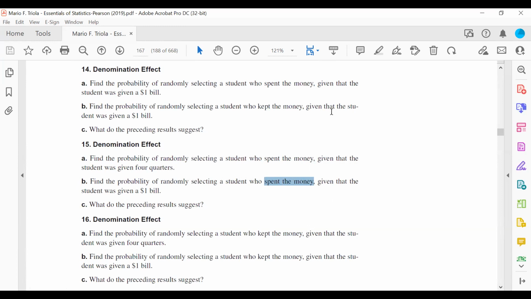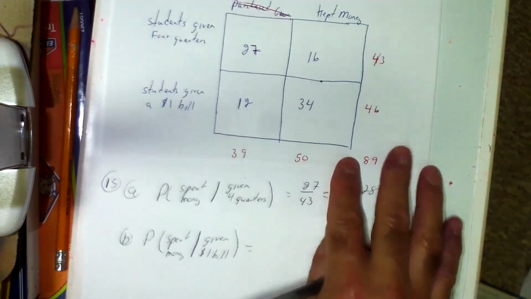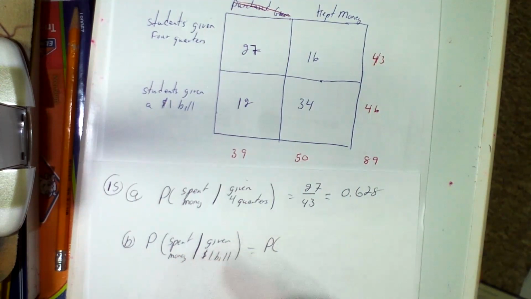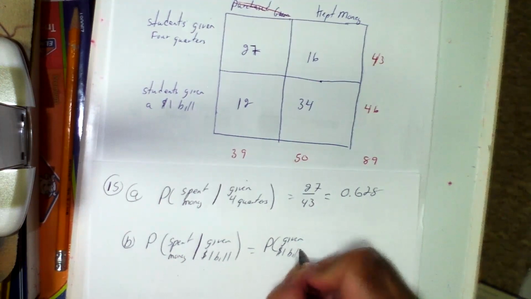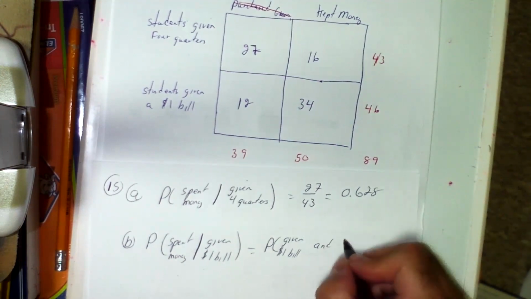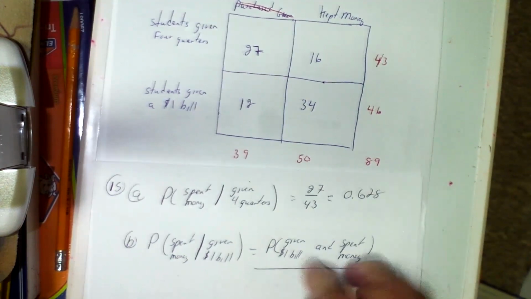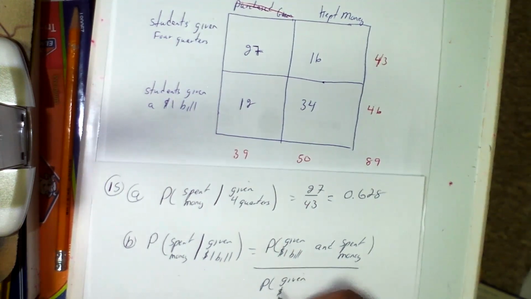Okay, so I wrote down my problem. It was spent money given $1 bill. All right, so let's go through the motion. Probability of, I'm going to swap them. Given $1 bill and spent money divided by, we'll bring this down, given $1 bill.